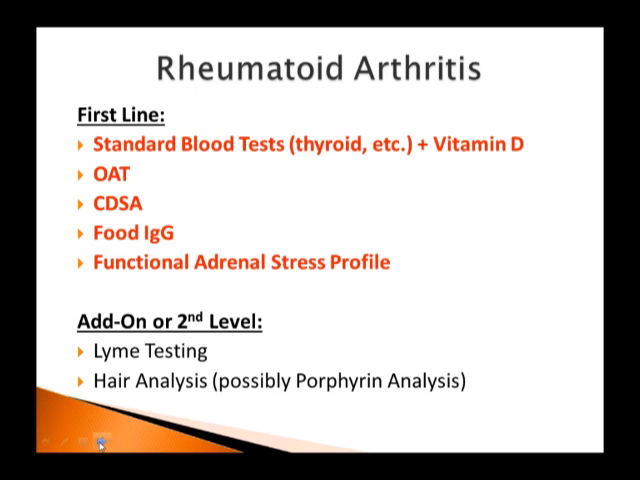I like to do a stool test. Is there some type of parasitic infection that may be stressing the body? What does the digestion look like? If we have faulty digestion, then we're going to have an accumulation of abnormal proteins, which can be pro-inflammatory. Food IgG testing is critical for people with rheumatoid arthritis because it's the adverse reactions to foods that can cause an increase in inflammation and tissue swelling. And then I also like to do the functional adrenal stress profile to analyze cortisol levels and also to look at the sex hormone levels if possible in adults.